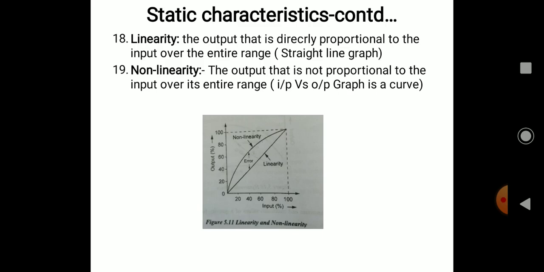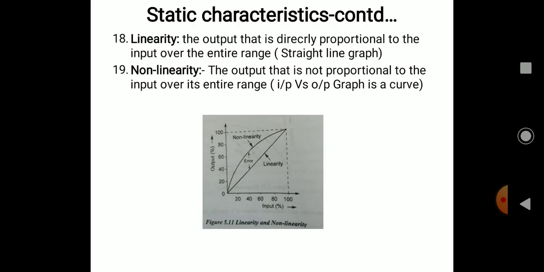Linearity. Some instruments show an always linear relationship. When the input is changed, the output is changed, and again when the input is changed, the output changes, so the relationship will be linear. For linearity, you can take the slope of the curve, and you will get the constant of that linearity also.